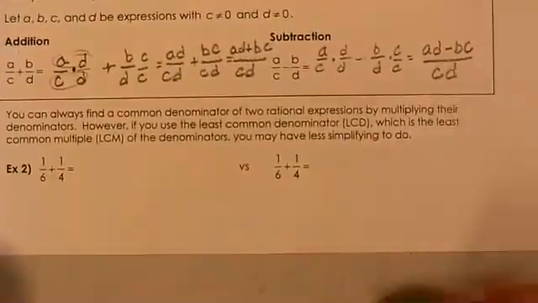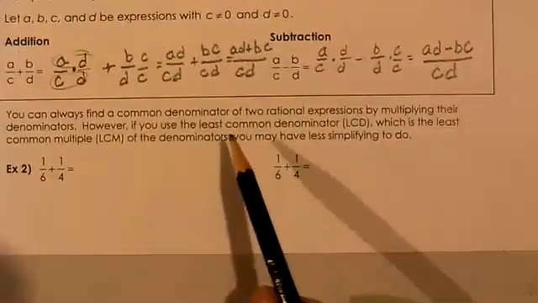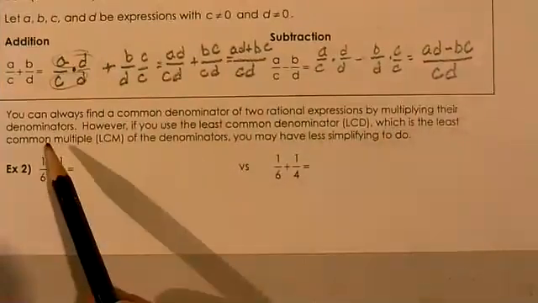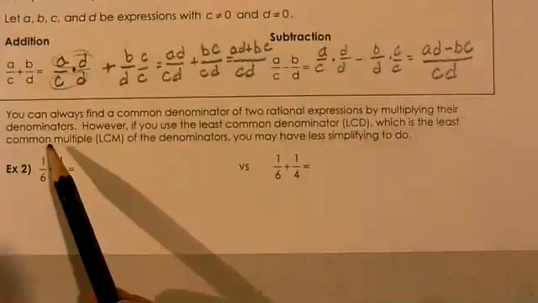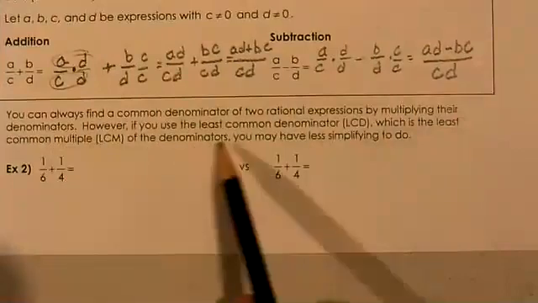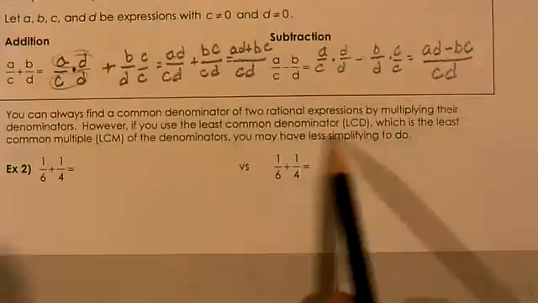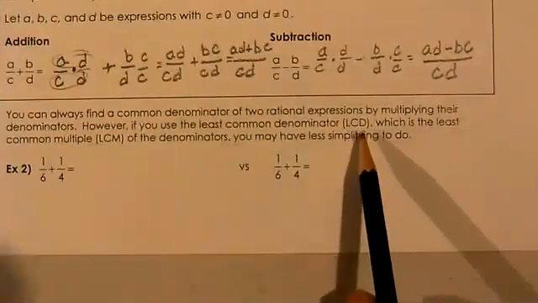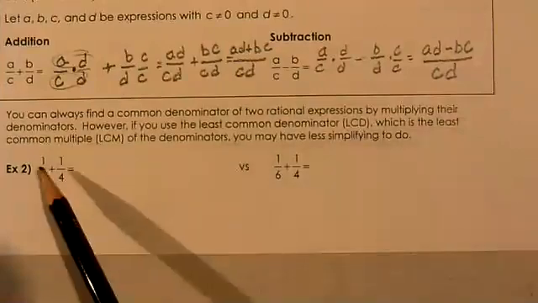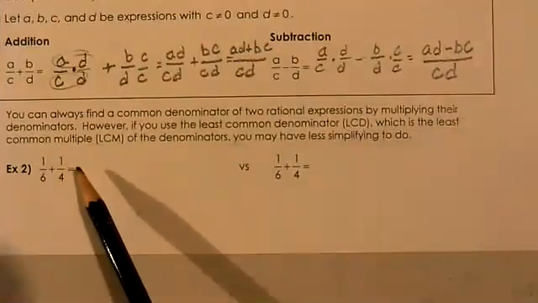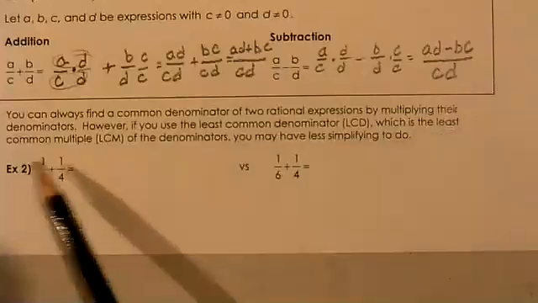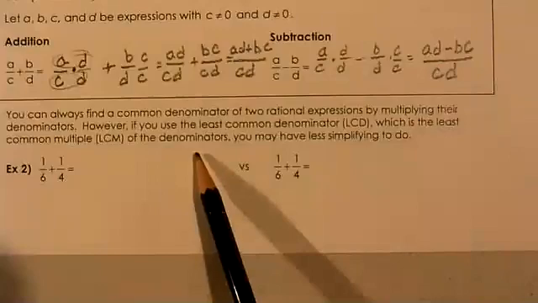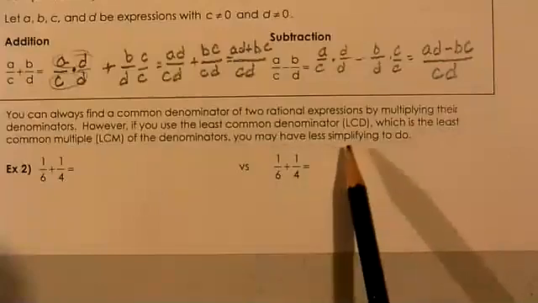Okay, you can always find a common denominator of two rational expressions by multiplying their denominators. However, if you use the least common denominator, called the LCD, which is the least common multiple of the denominators, there'll be less simplifying to do.